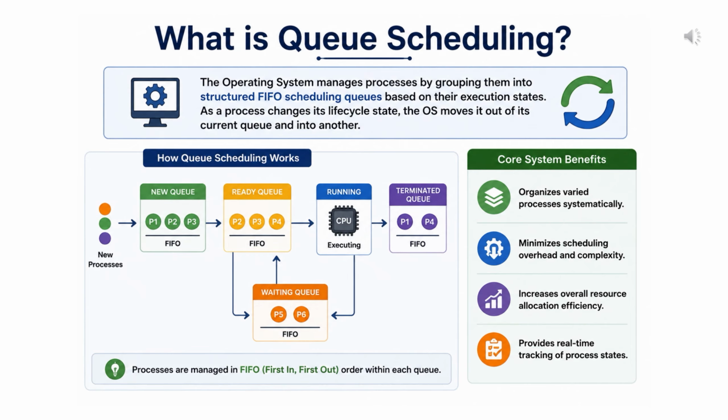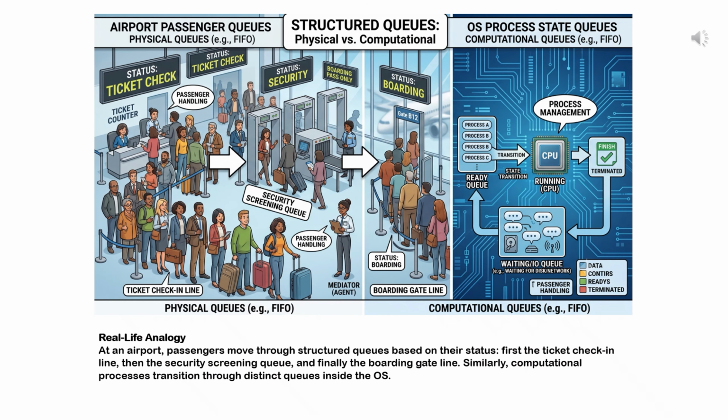You can think of queues as organized waiting lines inside the operating system. Let's understand queue scheduling with a simple airport example. When passengers arrive at the airport, they don't directly board the aircraft. First, they join the check-in queue. After completing check-in, they move to the security queue. Finally, they wait in the boarding queue before entering the airplane. Each queue represents a different stage of the travel process.